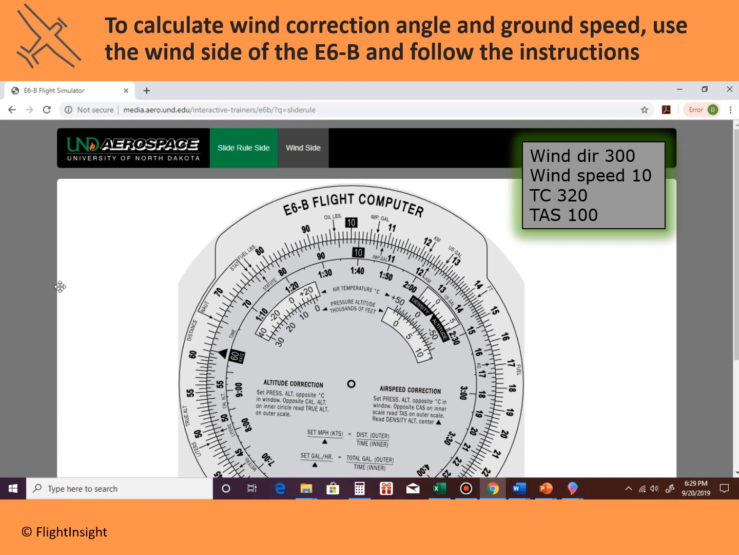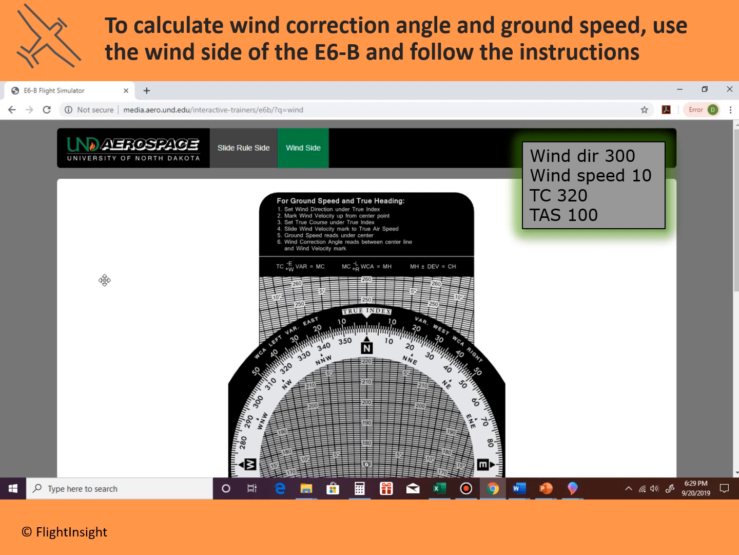So back on the E6-B, instead of using the slide rule side that we used before for the true airspeed, we're going to flip it around and use the wind side. So conveniently, they've got the instructions written up top here, so we don't have to remember this every single time we do it. We can just start working one by one.